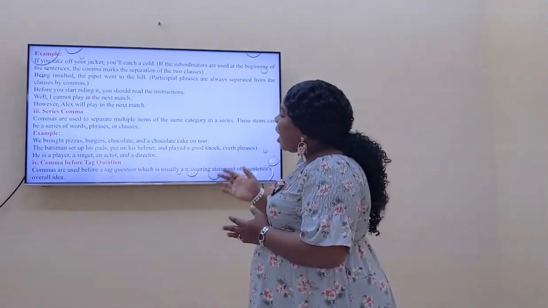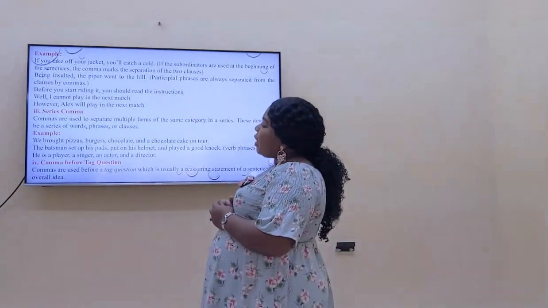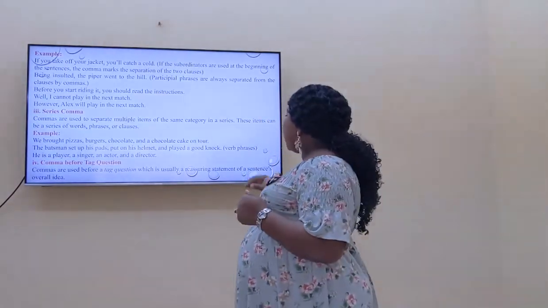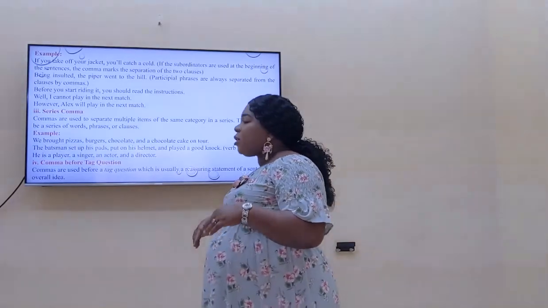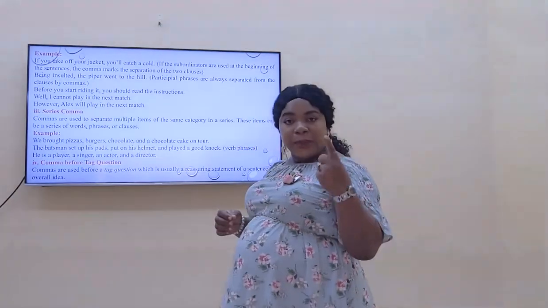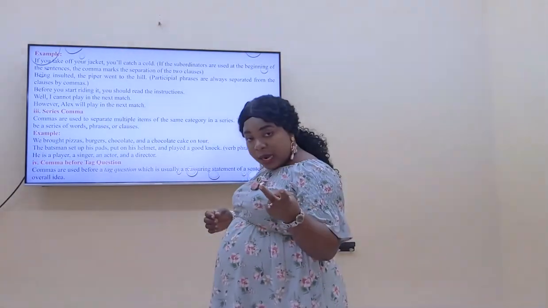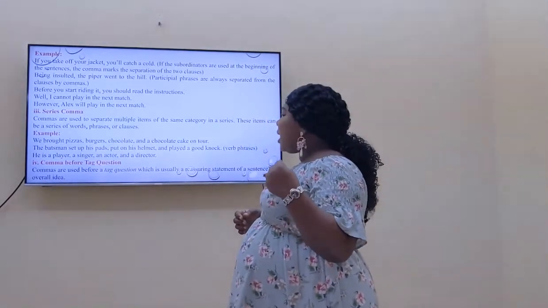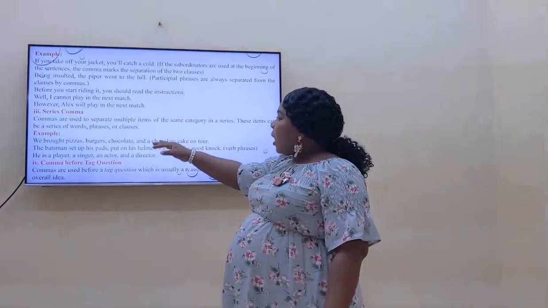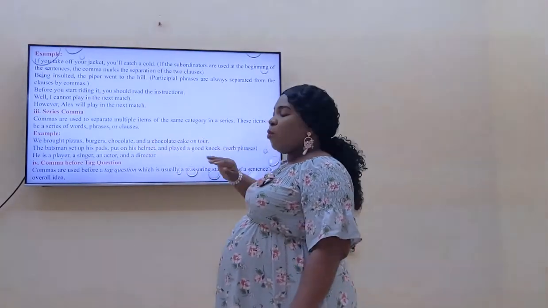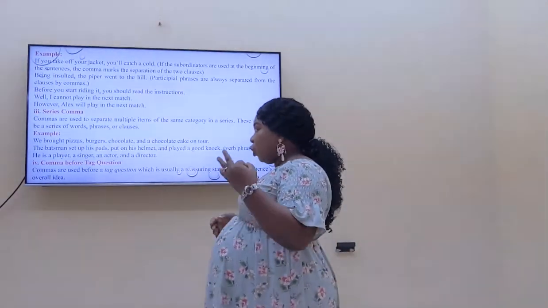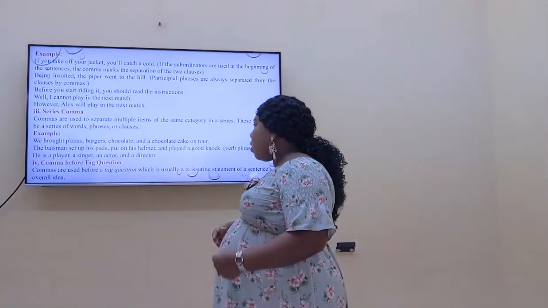Okay, we have the next one, series comma. Commas are used to separate multiple items of the same category in a series. These items can be a series of words, phrases or clauses. For instance, we bought pizza, right? Burgers, chocolate, and a chocolate cake on top. All these things are pastries, okay, if you like, all right? So they belong to the same series of words, but we had to demarcate them with commas. We bought pizza, burgers, chocolate, and a chocolate cake on top.